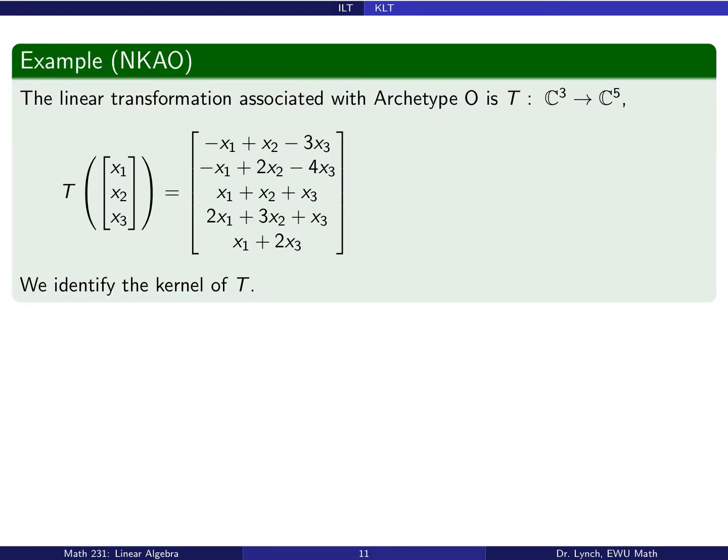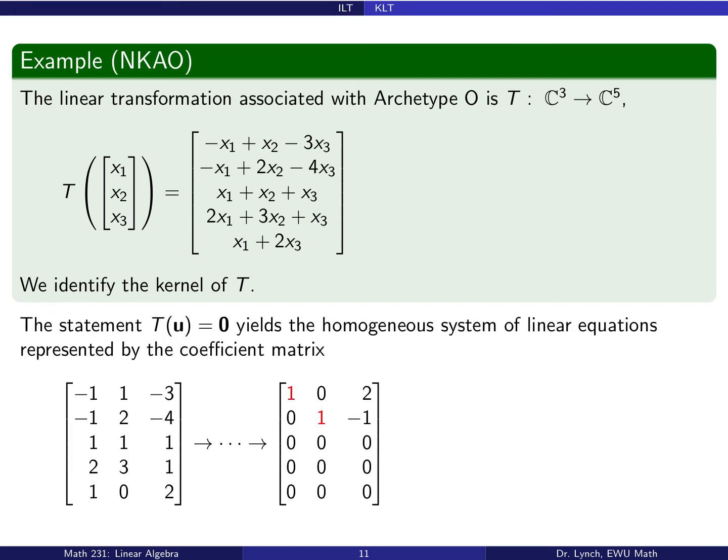Okay, so let's go ahead and have a look at the kernel of this transformation T. To get the kernel, again, we'll solve T of u equal to 0. We can see in this case that solving T of u equals 0 is going to require us to have a look at a homogeneous system of equations. So here's the coefficient matrix for that homogeneous system of equations. We can see that it reduces to a reduced row echelon form, indicating one free variable.